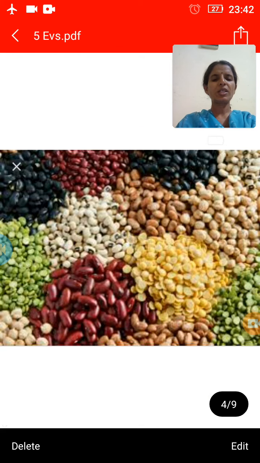Children, here you can see images of pulses. Green gram, Bengal gram, pigeon peas, mud beans, field beans, etc. are some of the examples of pulses. Children, here you can see kidney bean, washed gram, green gram, then chole, mud, etc.